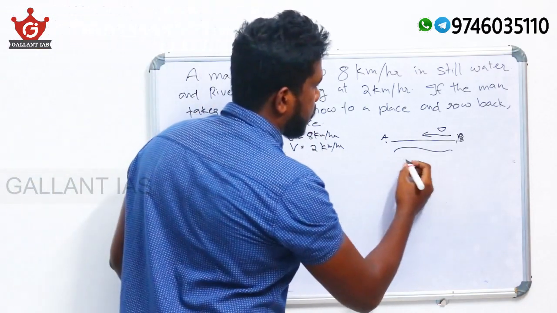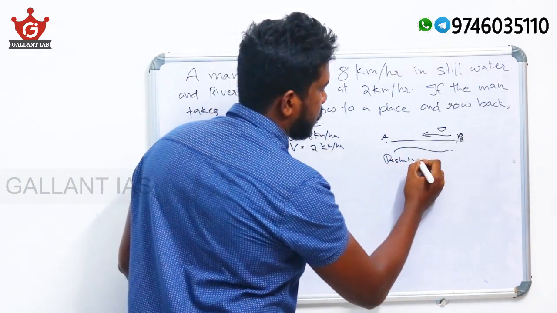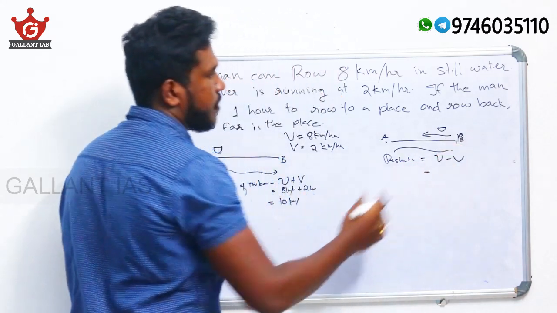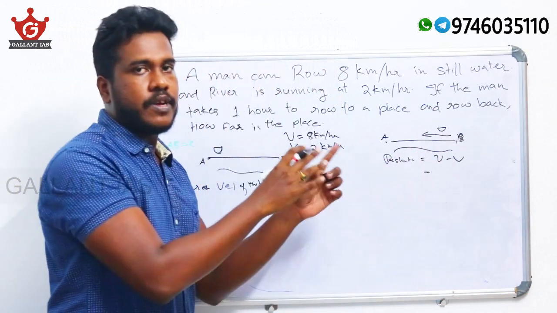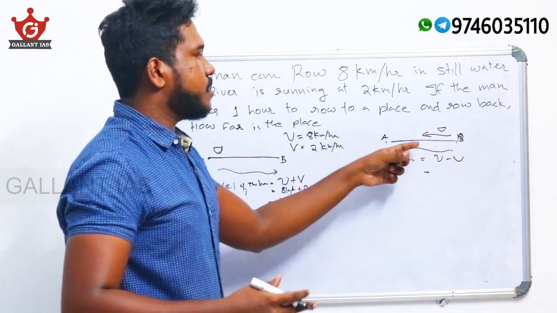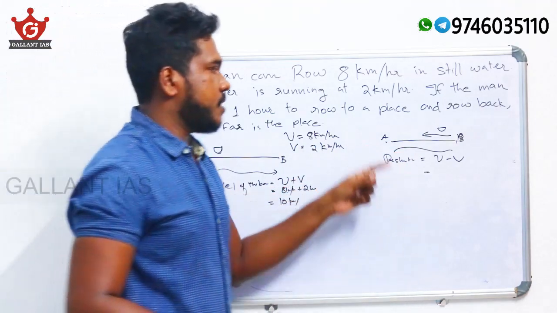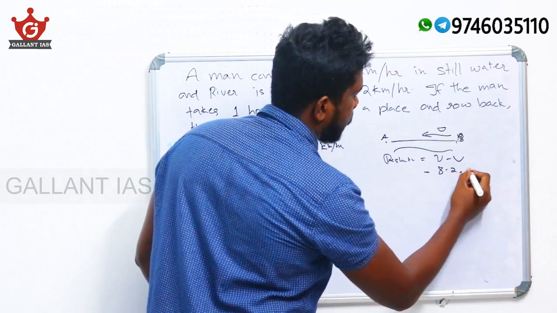So the resultant velocity will be what? Resultant velocity is equal to U minus V. That is the upstream velocity, U minus V. It's the condition for upstream, where the boat is moving opposite to the flow of the river. So it is an upstream condition, U minus V, that is 8 minus 2, that is 6 km per hour.